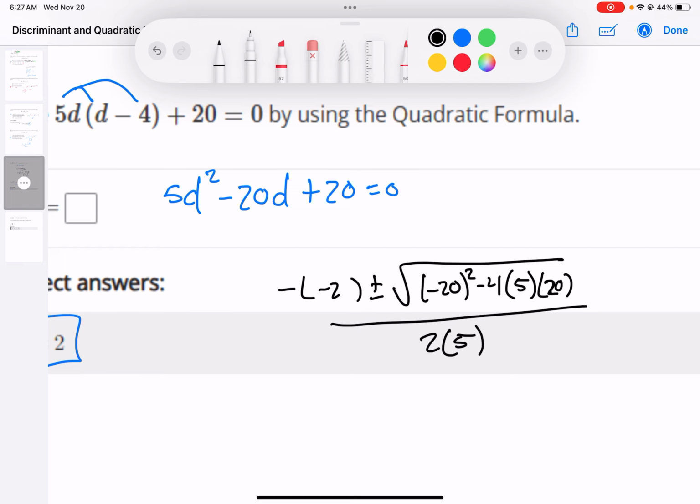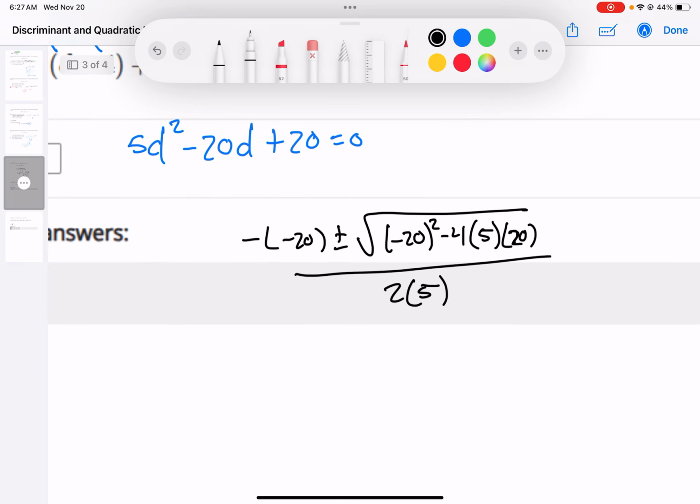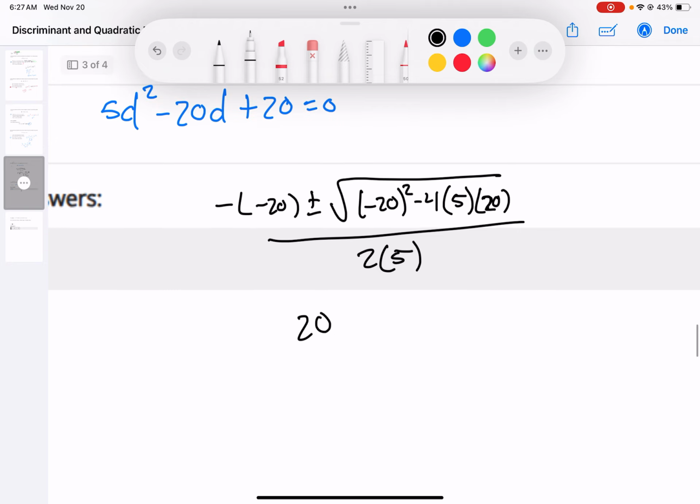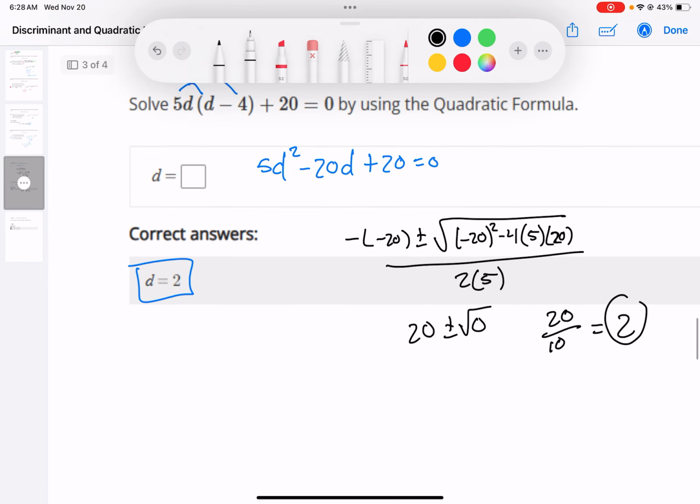And I got a negative 20 right here. Simplify the negative 20. That is a positive 20 plus minus 5. I get 0 again. Plus or minus 0. Square root of 0, which is 0. So 20 over 10. That's why I get 2 as my answer, which I had right here.